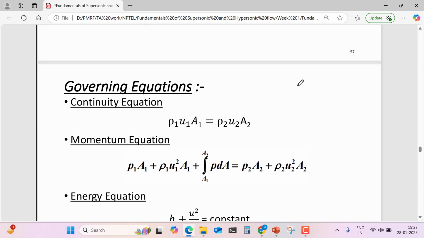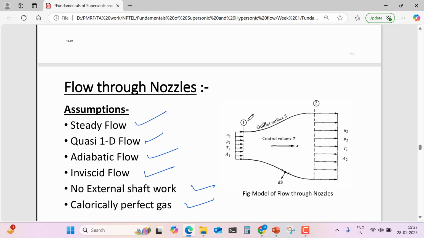After applying the governing equation, we will get a simplified form of the equation, which is rho1 u1 A1 equal to rho2 u2 A2. Station 1 we have taken at the inlet of the nozzle, and station 2 at the exit of the nozzle. At 1, properties are denoted with subscript 1, and at 2 it is 2.